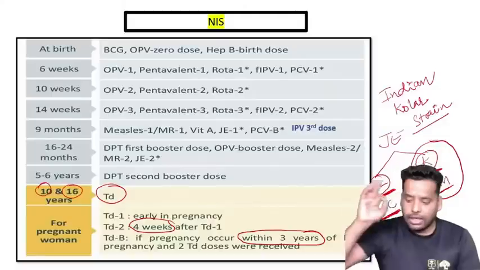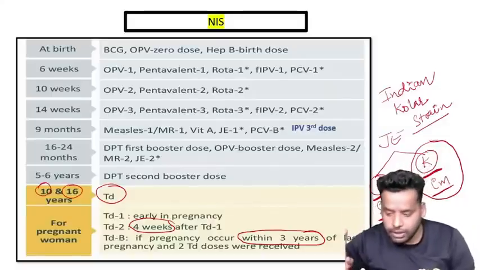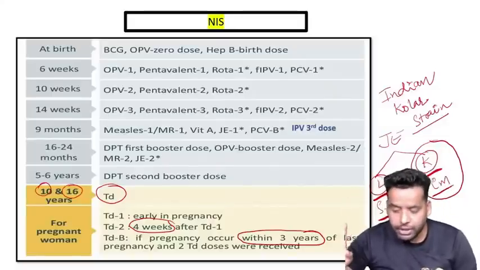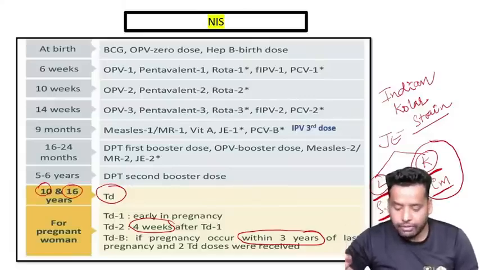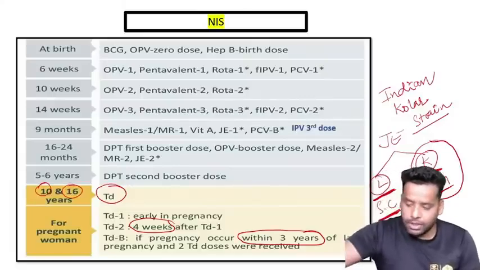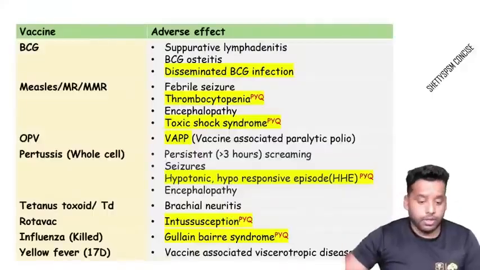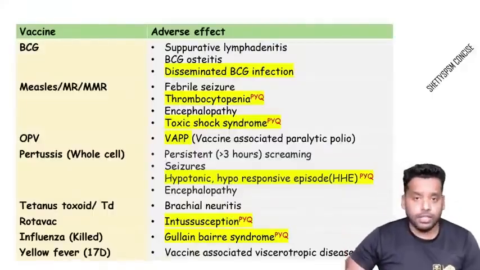Listen. Live vaccine is given subcutaneously, yes. Killed vaccine is given intramuscularly, yes. Indian Kolar strain. Killed vaccine intramuscular. Yes, correct. Adverse effects of vaccines, they will repeatedly ask this question.